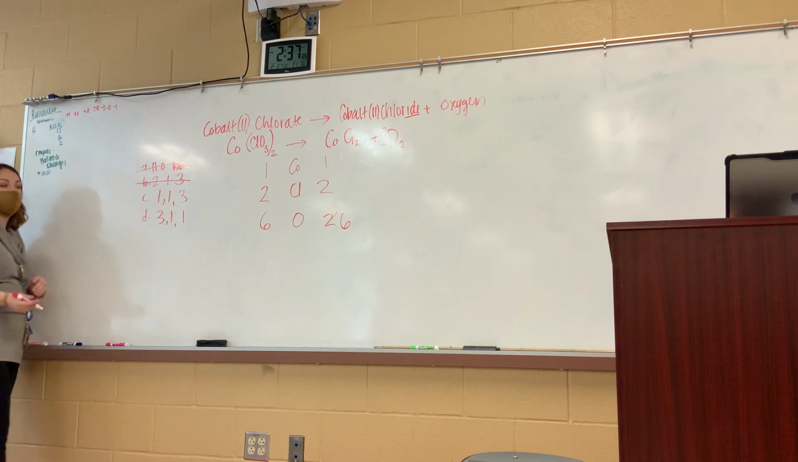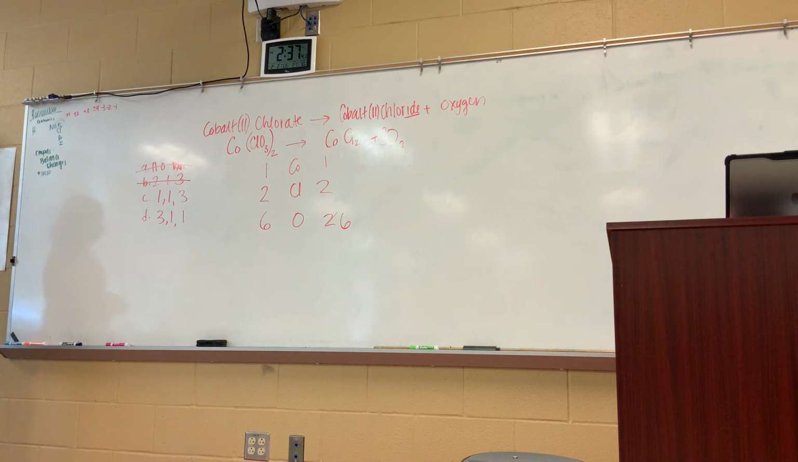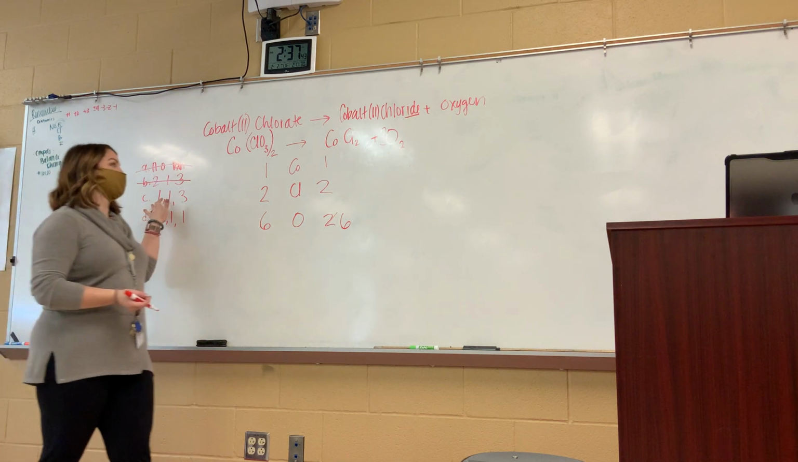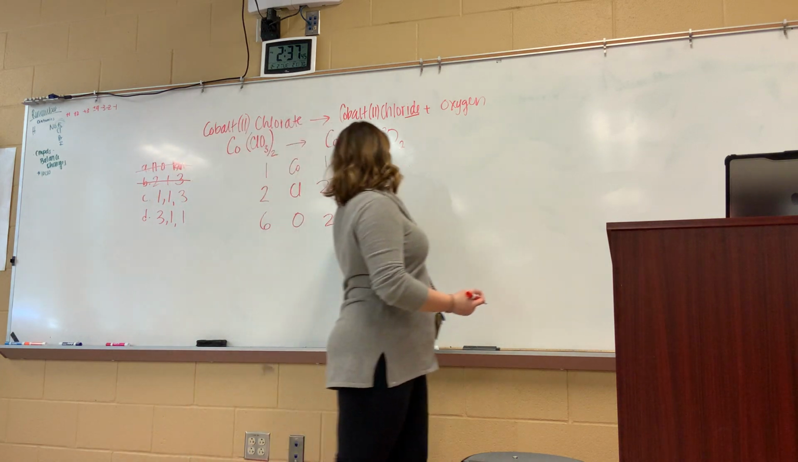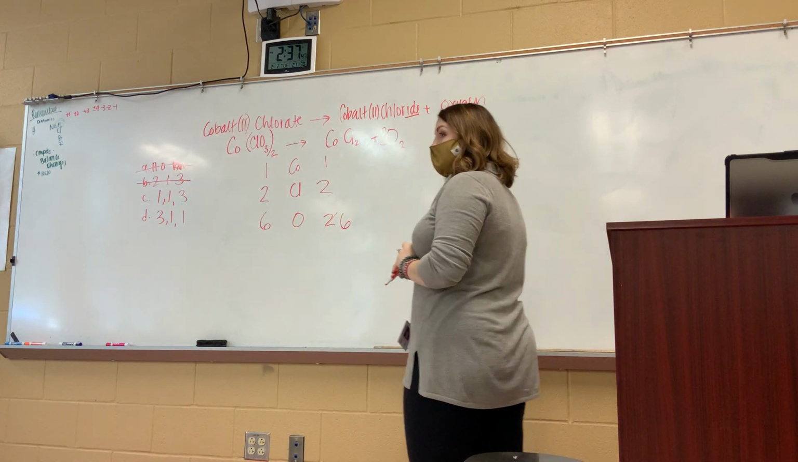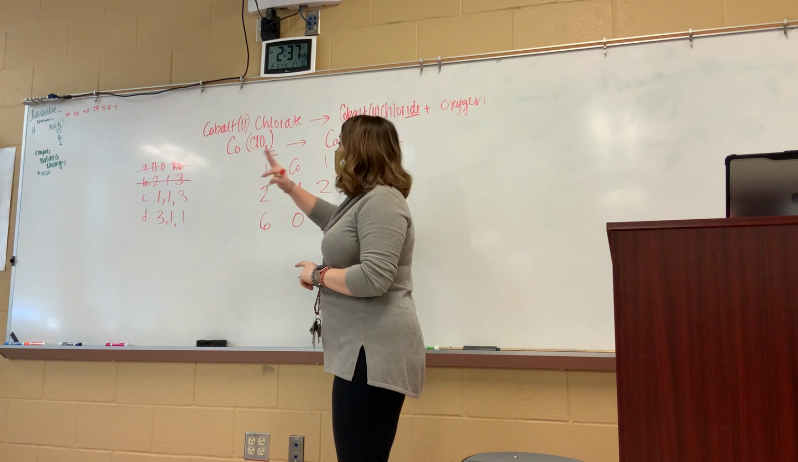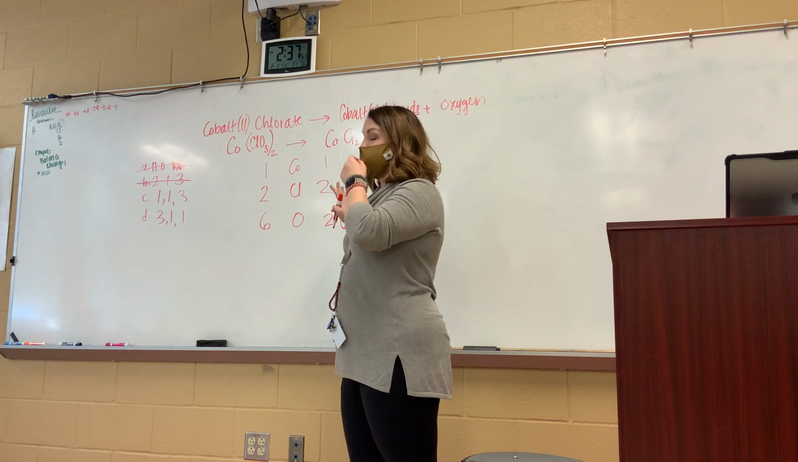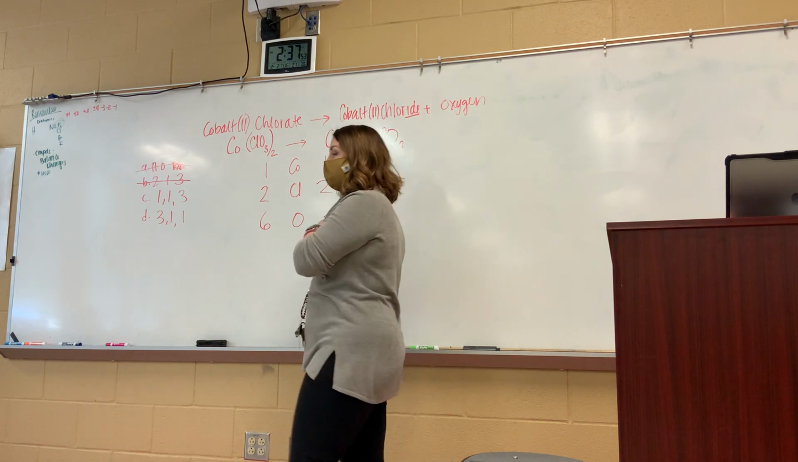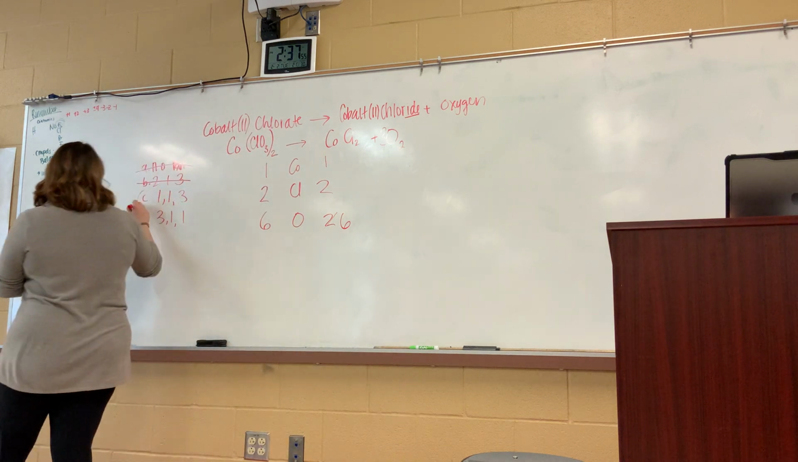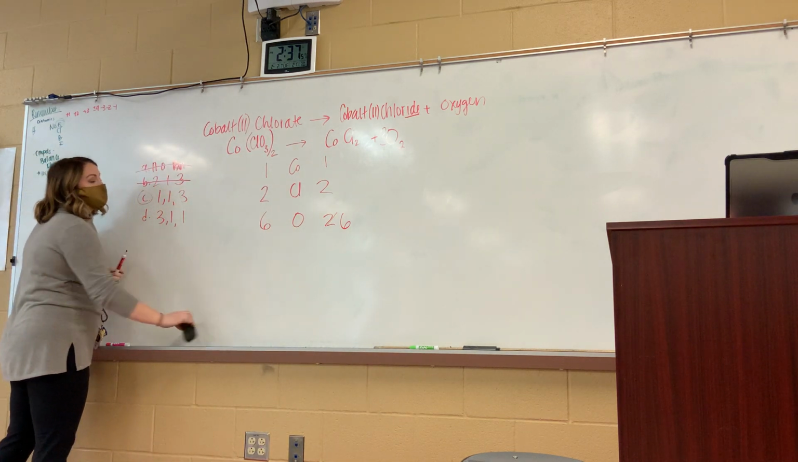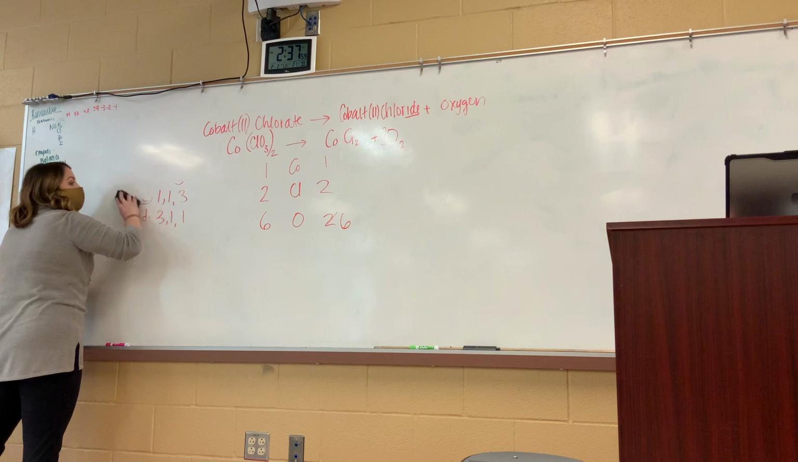What are those numbers? Oh, wait. These are coefficients. So the one that is right is C because I have 1, 1, 3. It goes in order and you have to account for every single compound and element. So 1, 1, 3. So C is right. Alright, moving on.